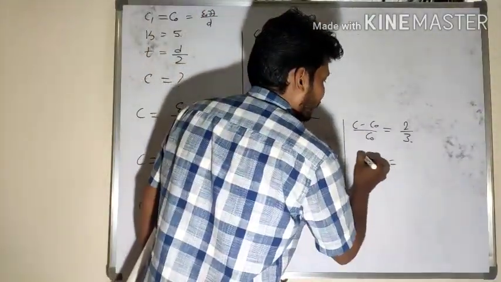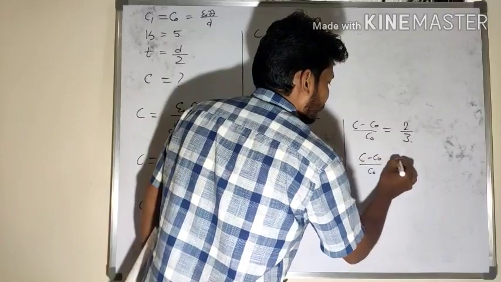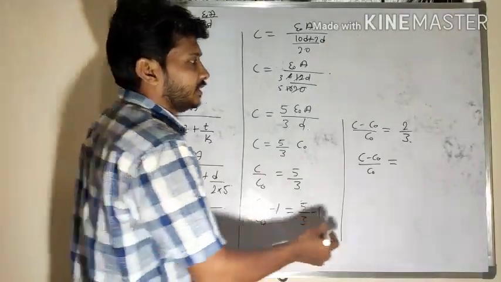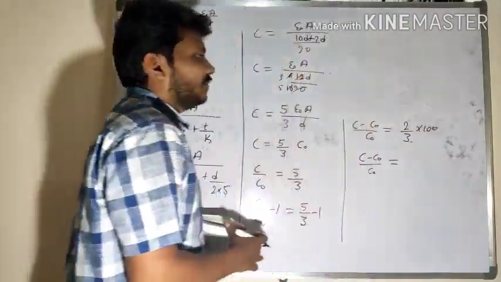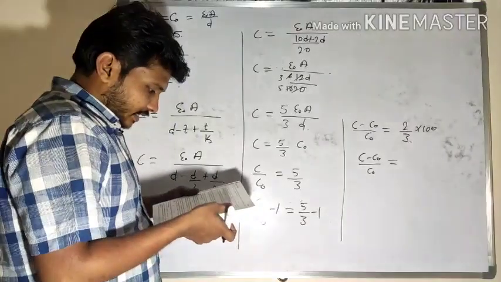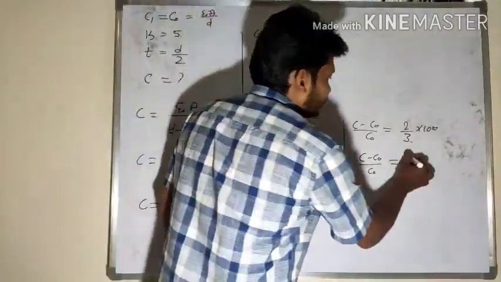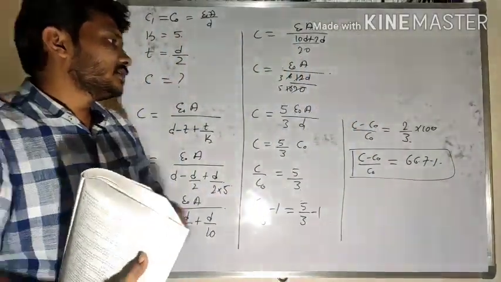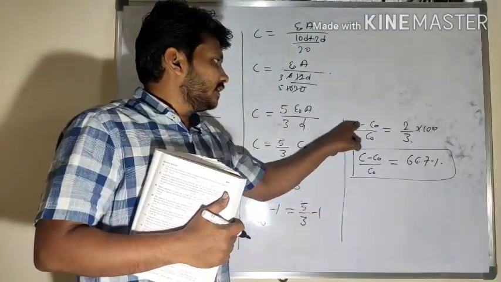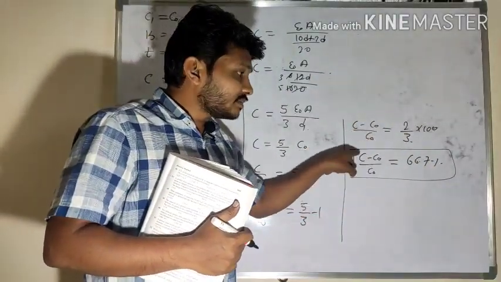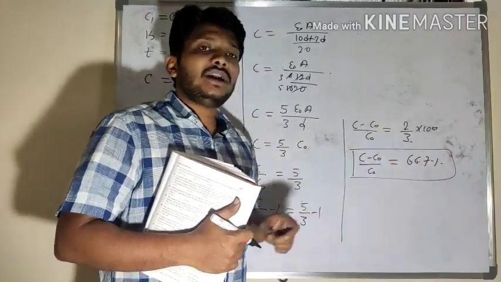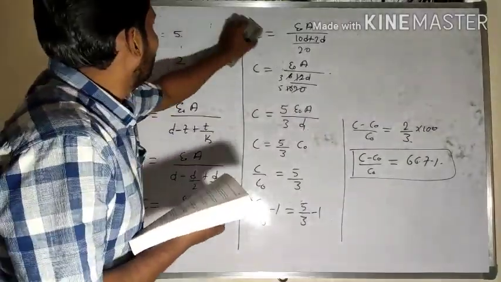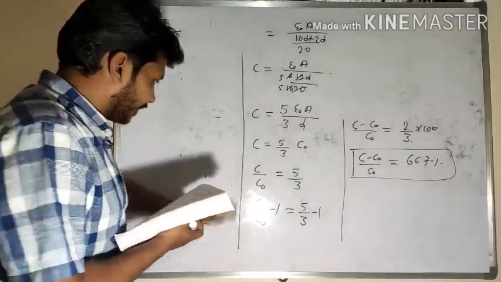So if you calculate that in terms of ratio, C minus C naught divided by C naught is equal to 2 by 3. Percentage means multiplying by 100. So if you calculate that value here, nearly around 66 percentage, so that value will be 66.7 percentage. So C minus C naught divided by C naught in terms of percentage is 66.7 percentage we will get here. And next we'll look at another numerical related to capacitance here.